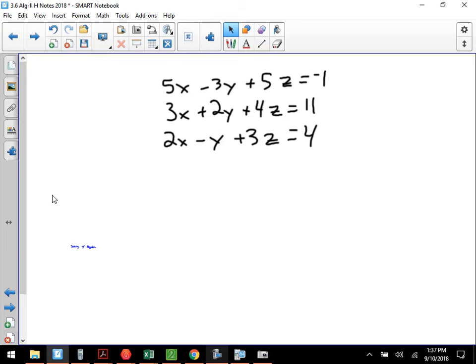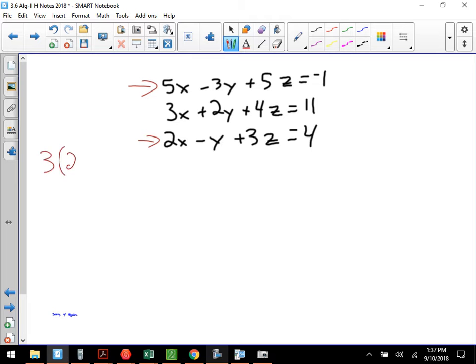So I'm going to use the y value. I'm going to use this one to eliminate the y here. Well, what do I have to multiply that bottom one by? 3. So I'm going to multiply that bottom one by 3. So that's going to be 3 times the 2x minus y, excuse me.